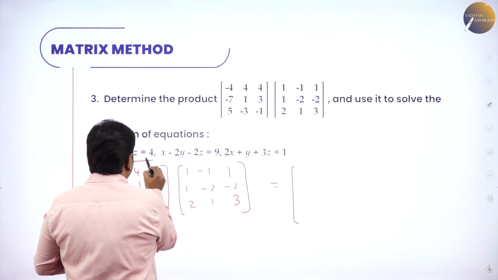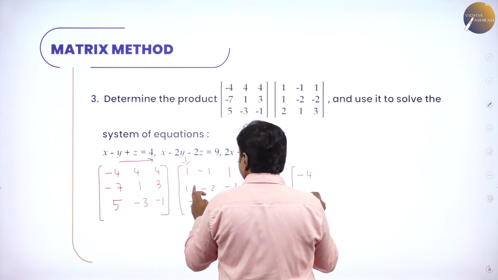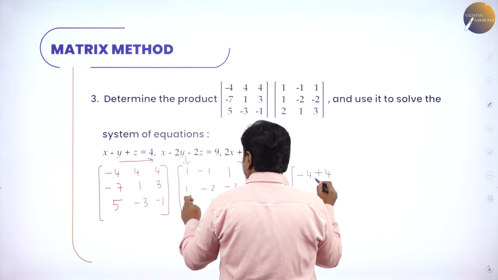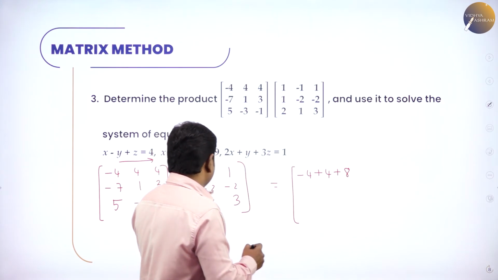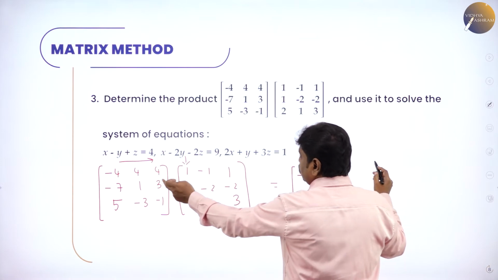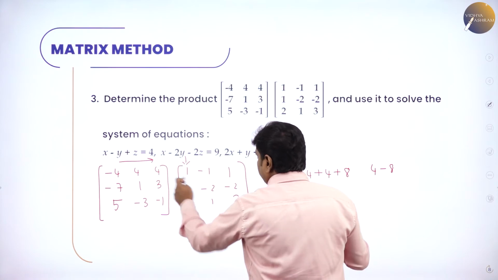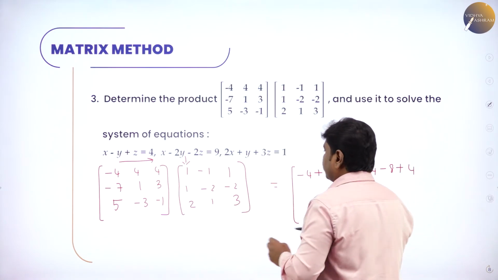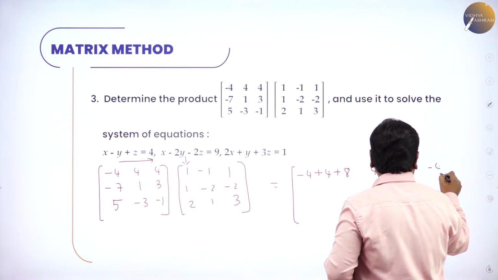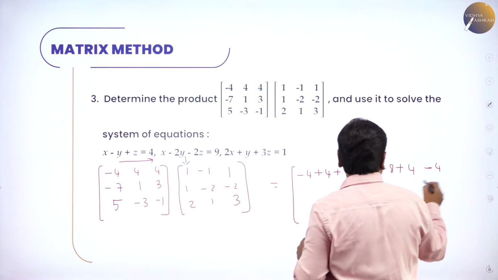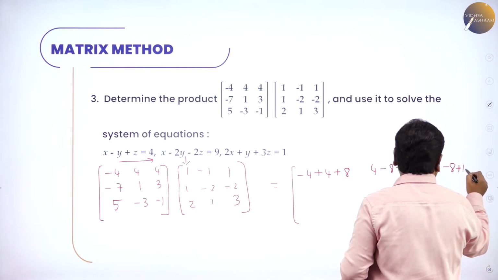First row with first column gives you minus 4 into 1, minus 4, and 4 into 1, plus 4, then 4 into 2, plus 8. Then first row with second column: minus 4 into minus 1, plus 4, and 4 into minus 2, minus 8, and 4 into 1, plus 4. Then first row with third column: minus 4 into 1, minus 4, then 4 into minus 2, minus 8, then 4 into 3, positive 12.